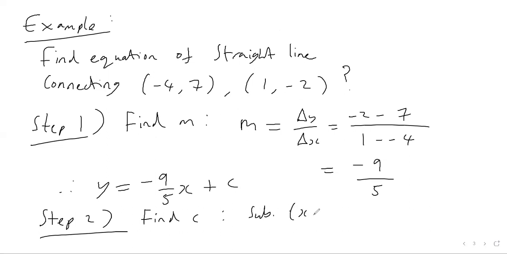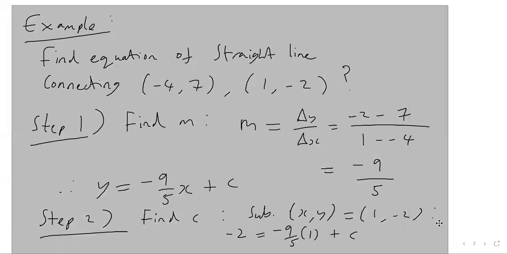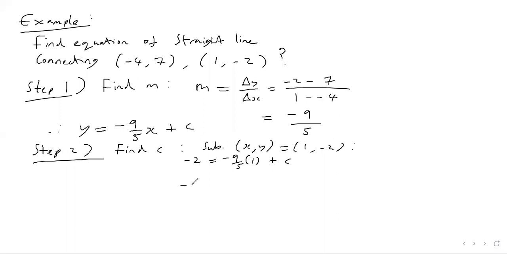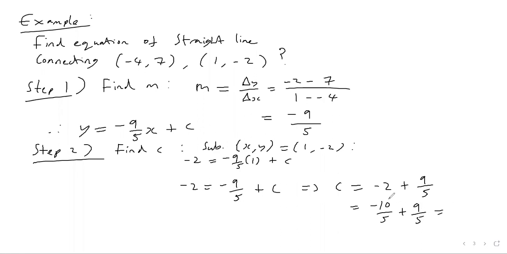So substitute x, y equal to 1, -2. And if we do that, we get -2 is equal to -9/5 times 1, then plus c. So then we get -2 is equal to -9/5 plus c. Therefore, c is going to be equal to -2 plus 9/5. Now, -2 is just the same as -10/5, plus 9/5. 9 take away 10 is -1. You get -1/5 as your c value.